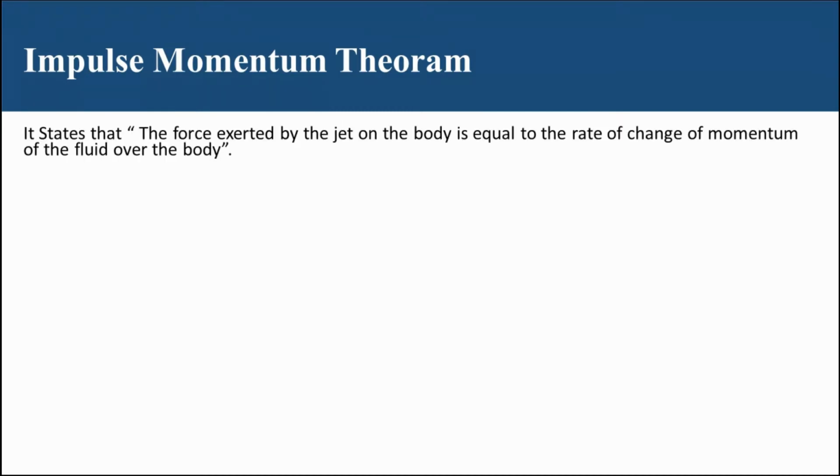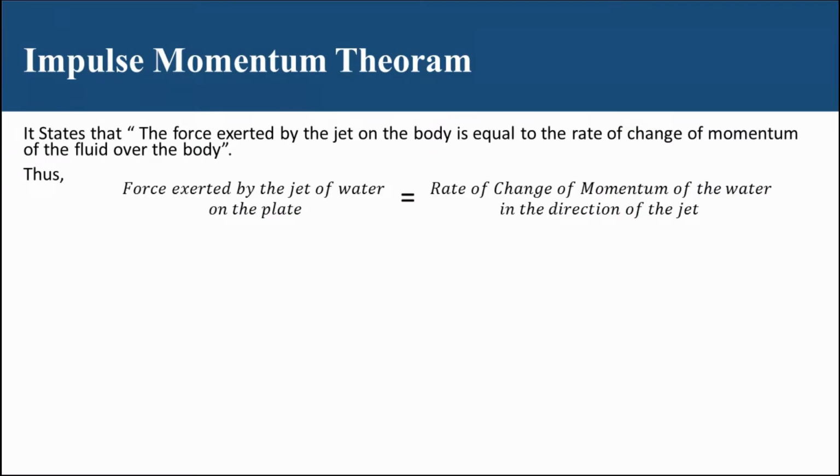The impulse momentum theorem states the force exerted by the jet on the body is equal to the rate of change of momentum of the fluid over the body. That means whatever force is exerted on a body when there is an impact of jet taking place on that body equals the rate of change of momentum. Mathematically, the force exerted by the jet of water on the plate equals the rate of change of momentum of water in the direction of the jet.